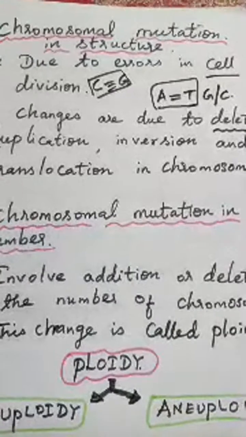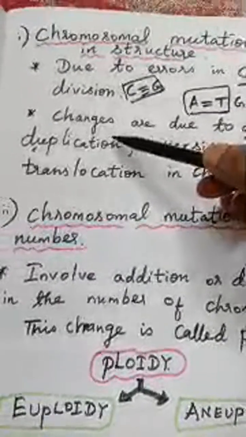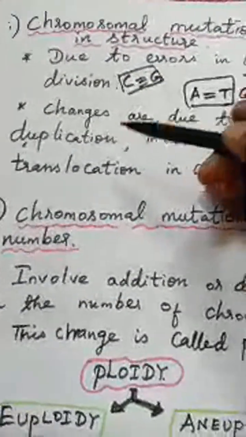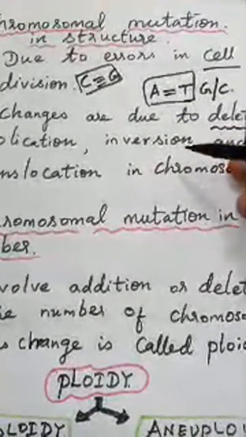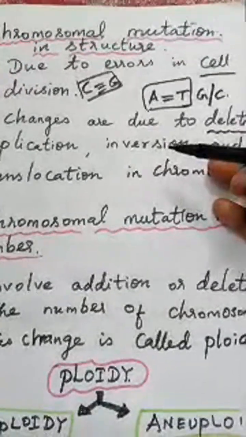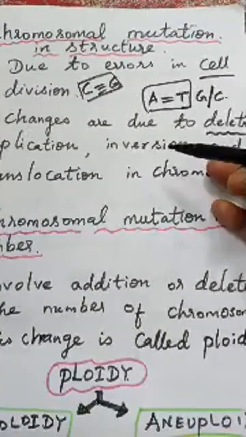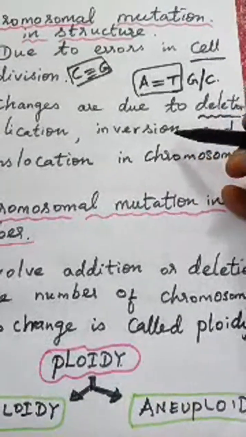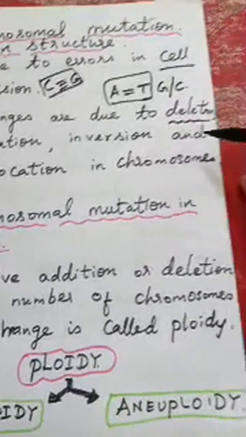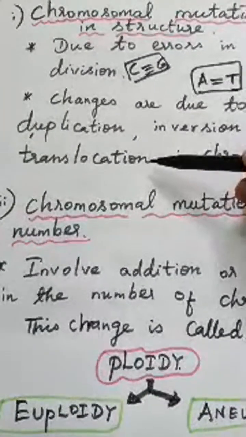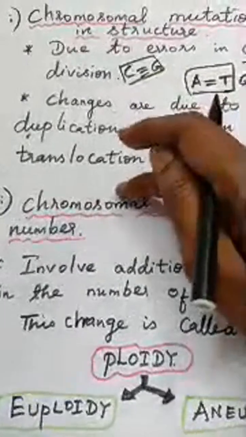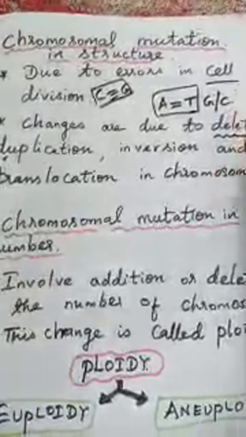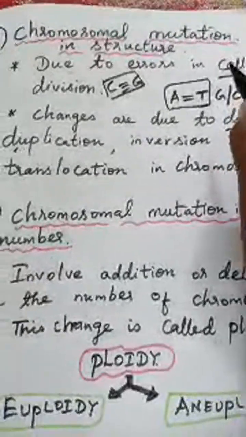This is mainly due to the deletion process or duplication process. Deletion means it is completely removed. Duplication means one for another one. Inversion is also a reversal. Inversion means reversal, like a mirror image, left-right inversion. Have you studied that in your lower classes? Like that, inversion also sometimes takes place in the nucleotide bases, and then there will be translocation. Instead of one substance, another one will come and occupy, that is translocation. Understood? So this is chromosomal mutation in structure.